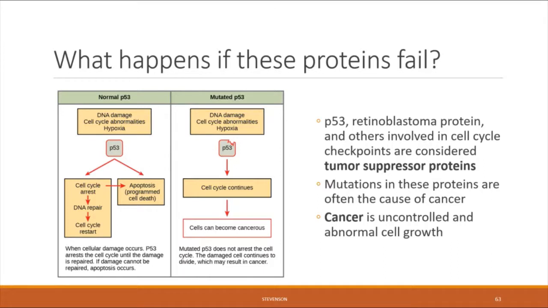p53 and retinoblastoma are kind of like the regulators. They are the bouncers who keep bad cells from getting through the cell cycle. If there's something wrong with that p53 or that retinoblastoma protein, then that means that the cell cycle can continue despite the problems that are happening with the cells that are proceeding through it. And when that out of control division occurs, the result can be tumorous growth or cancer.